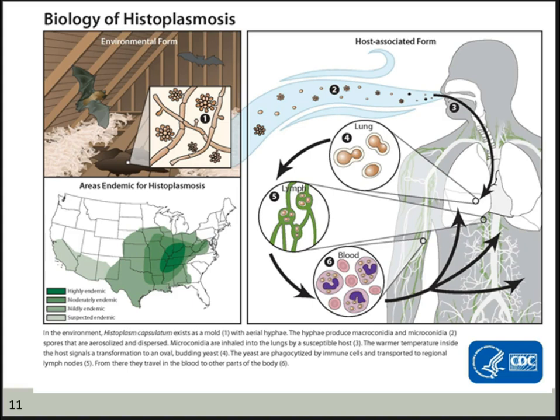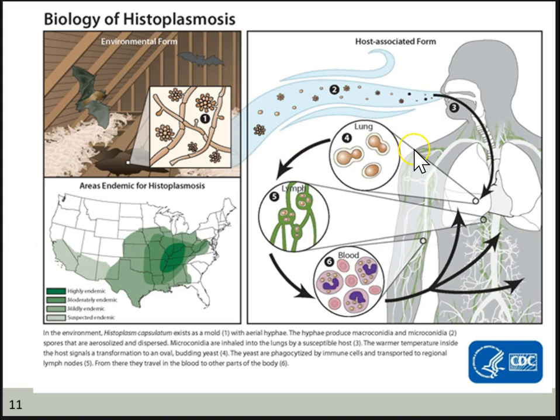So histoplasmosis is the one that we're going to focus on. This is a fungus that can turn into a yeast form when it's inhaled and reaches that much warmer body temperature of 37 degrees. It converts from a fungal form into a yeast form.